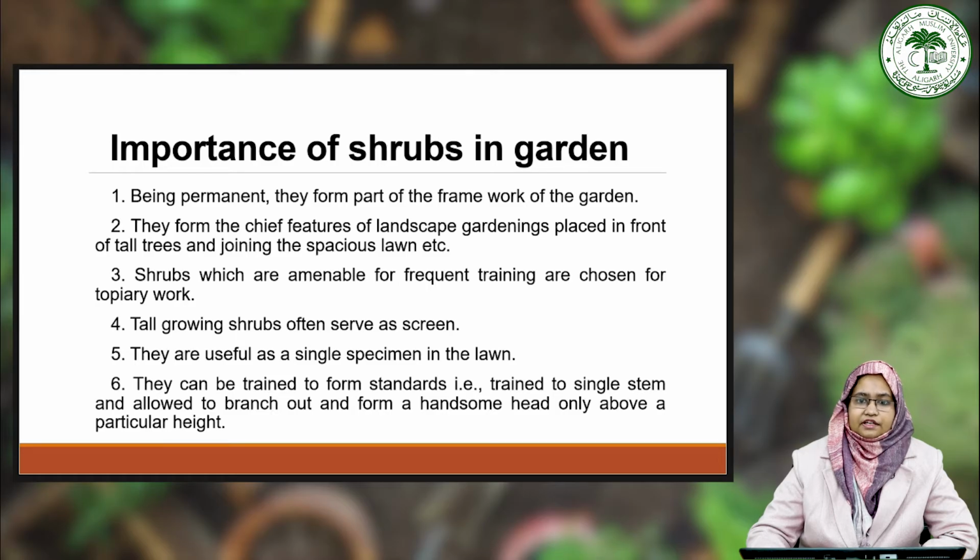Shrubs which are amenable to frequent training are chosen for topiary work. Tall growing shrubs often serve as a screen. They are useful as a single specimen in the lawn. They can be trained to form a standard, that is trained to a single stem and allowed to branch out and form a handsome head only above a particular height.